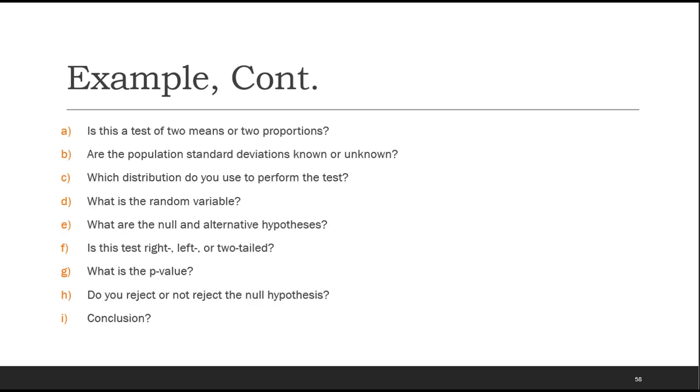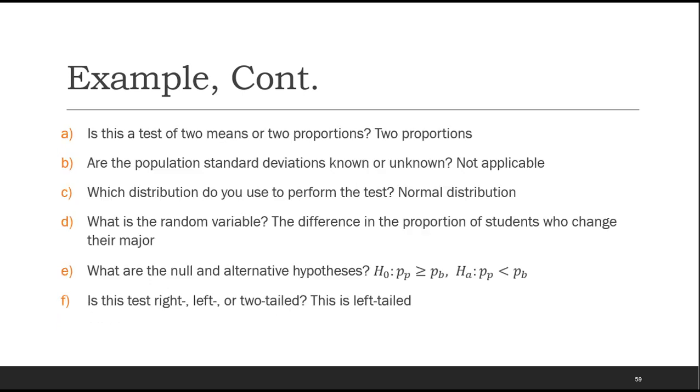Okay, so now you've seen an example of this. So let's first start with just questions A through F. Answer those, hit play when you're ready. So going through A through F, clearly we have proportions, so we don't have to worry about the standard deviations. Since we're working with proportions, we're going to be using the normal distribution.